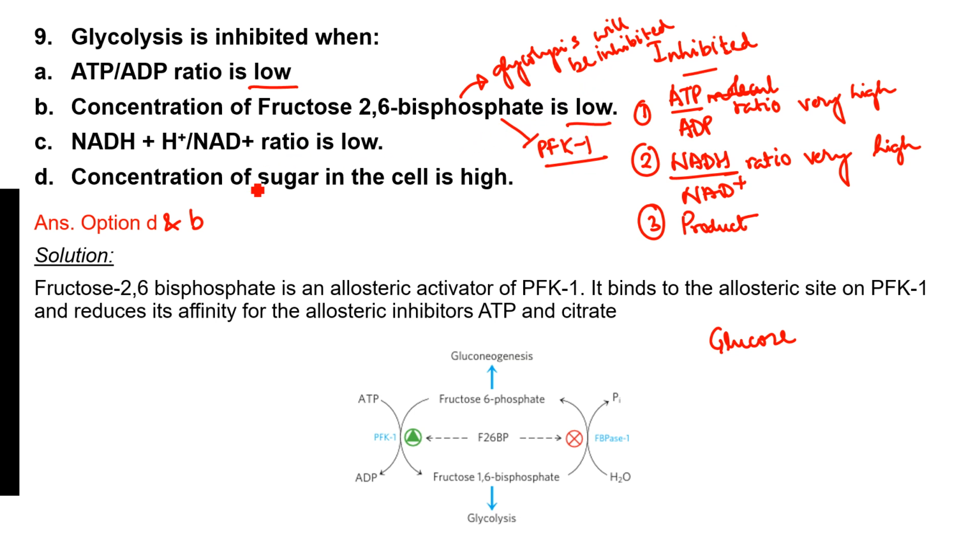Okay, but if there is only one answer correct, then you can go for option number D. Concentration of sugar in the cell is high, right? Because if glucose is high in the cell, then there is no need of, then the glycolysis will be inhibited, right?